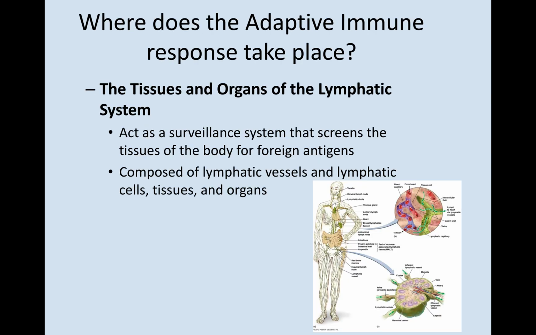So the adaptive immune system takes place in the organs of the lymphatic system, and it's a surveillance system that screens the tissues of the body for foreign antigens. It's composed of lymphatic vessels, cells, tissues, and organs, which are all part of this.